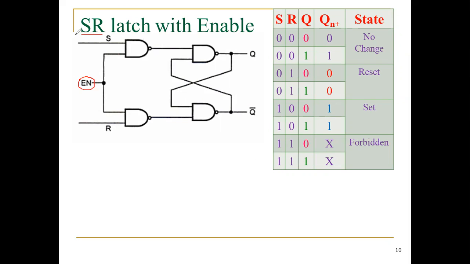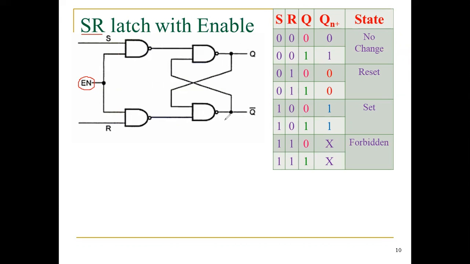This is the construction of the SR flip-flop. It has two inputs S and R along with the enable pin or enable terminal, and then Q and Q bar, which are cross connected with each other. That means the Q output is given to one of the inputs of this logic gate, and the Q bar output is given to one of the inputs of this one. So this is very important.